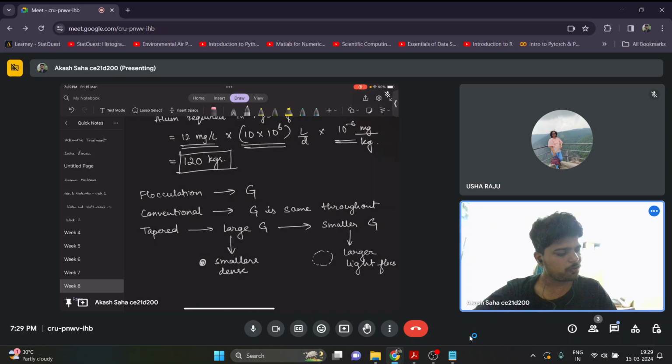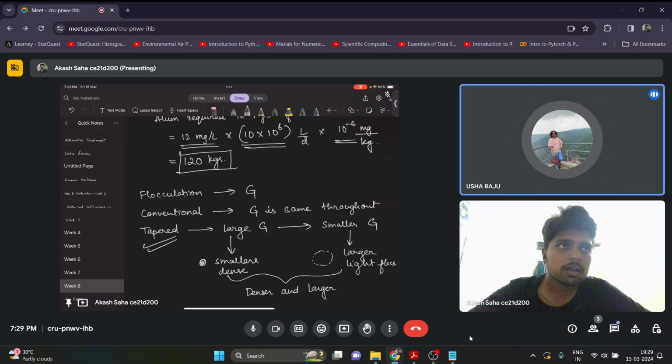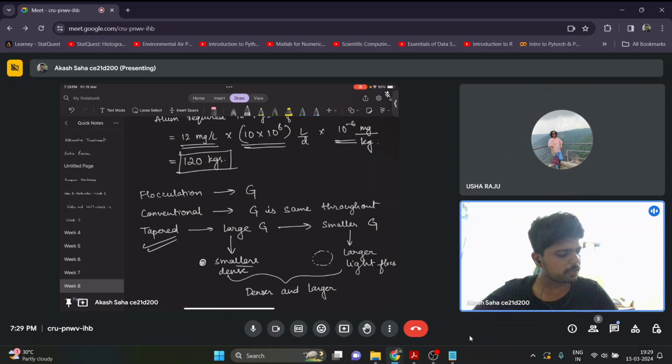So since we want a combination of this, we want denser and larger particles. But larger particles, if they are lighter, they are not going to settle, I suppose. Yeah, that's what I'm telling now. We want a combination of this dense and large. Okay, so large and dense it will be there. So it will accumulate properly, and with density it will fall down.